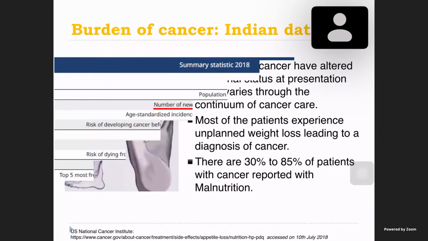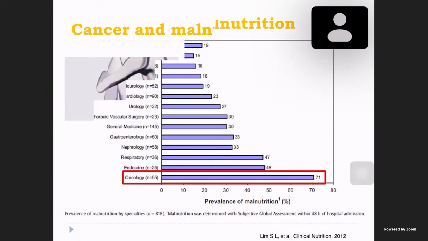Malnutrition has a very important role to play in cancer, both in terms of treatment, morbidity, and outcomes. Patients with cancer have altered nutritional status at presentation, and it varies through the continuum of cancer care. Most patients experience unplanned weight loss leading to diagnosis of cancer. In GI malignancies, this is very true; sometimes the main presenting feature is weight loss. Approximately 30 to 35% of patients, as per this report, had malnutrition when diagnosed, which at times goes unnoticed.